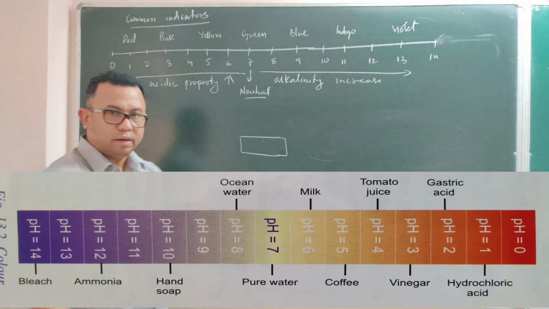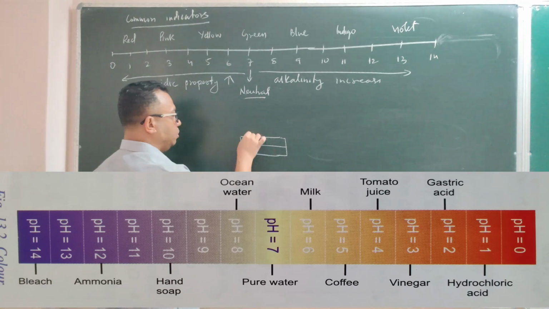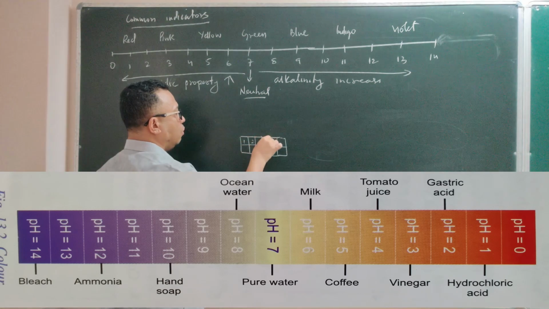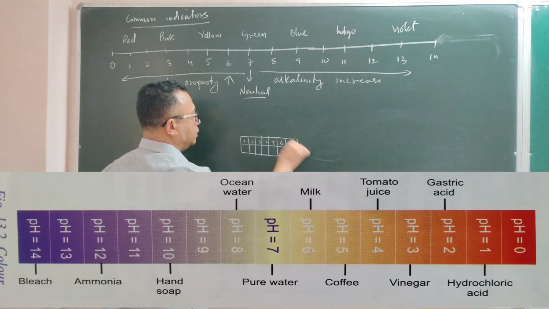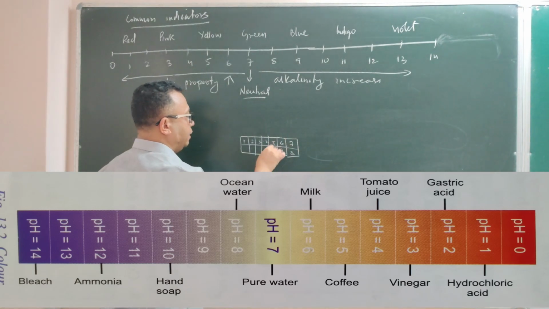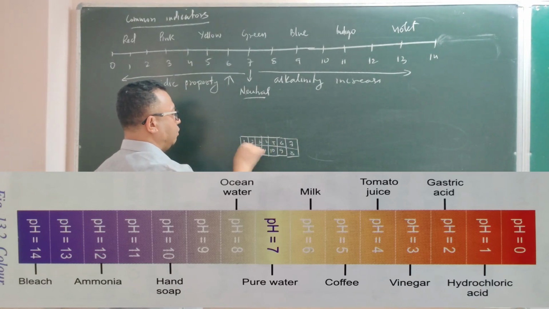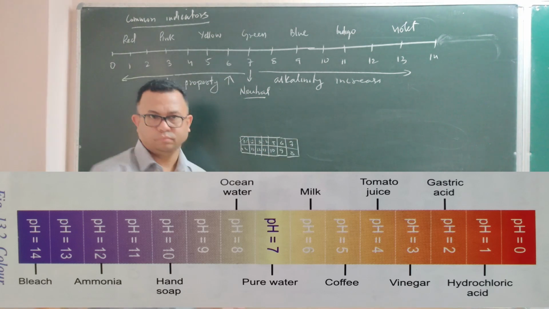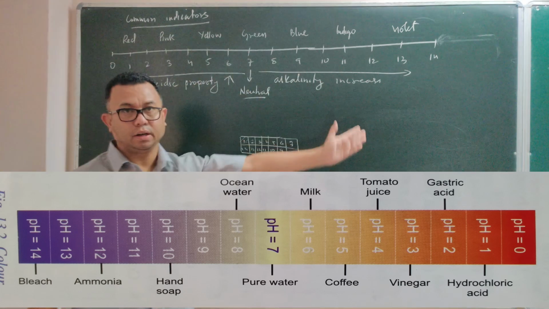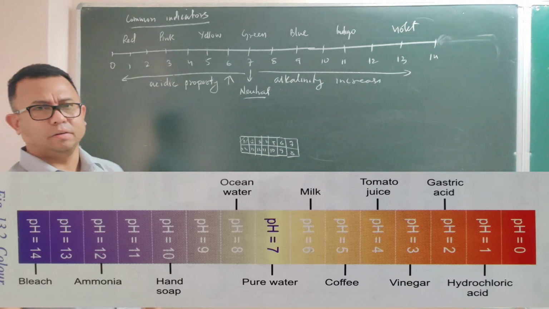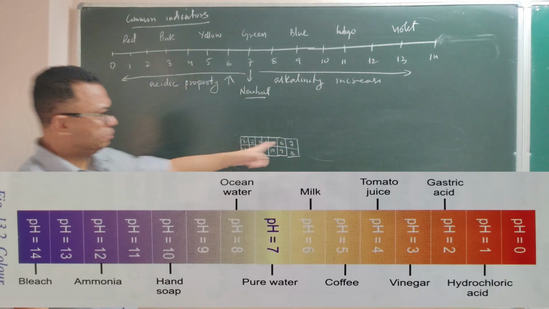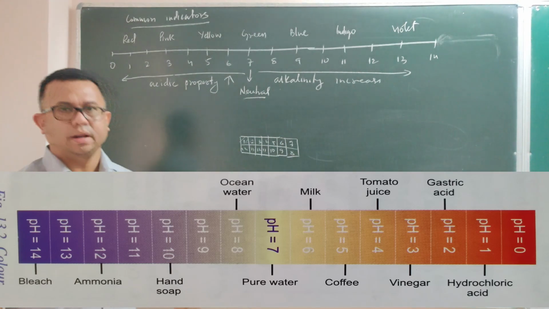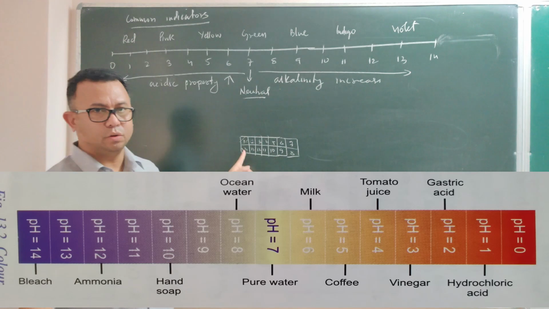But on the cover of that universal indicator, there will be boxes numbered 1, 2, 3, 4, 5, 6, 7, 8, 9, 10, 11, 12, 13, 14. All the boxes are of different colors, some a little darker. You may say, sir, only 7 colors are there, but they have 14. That is because the same color may be a little darker or a little lighter. So that way, you will see 14 colors.